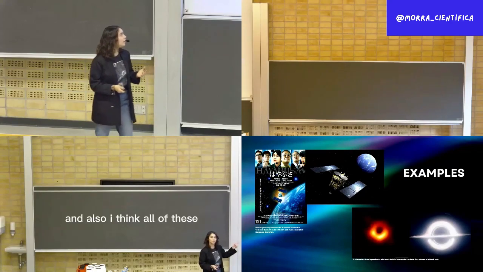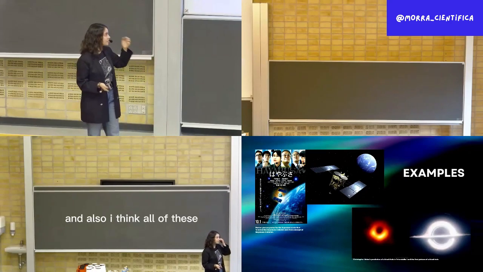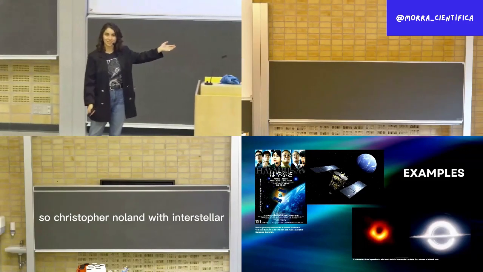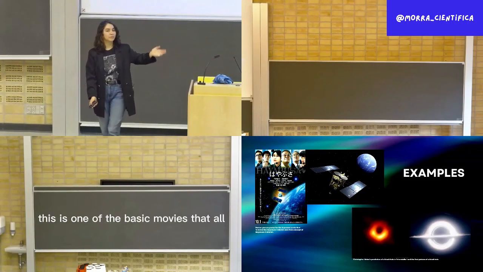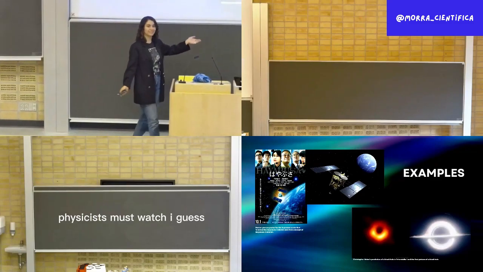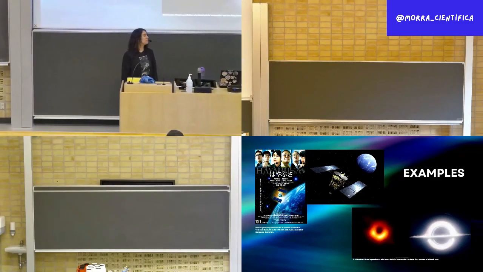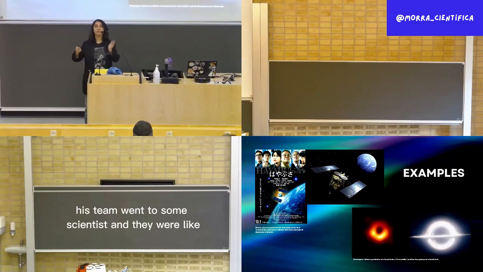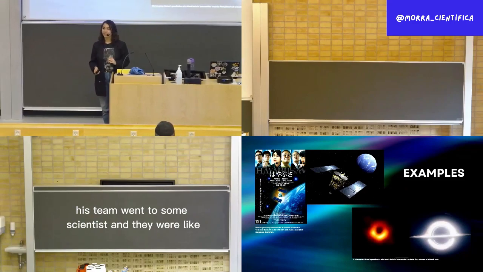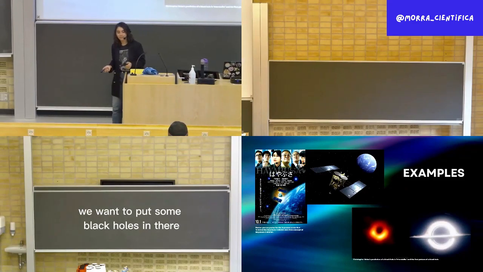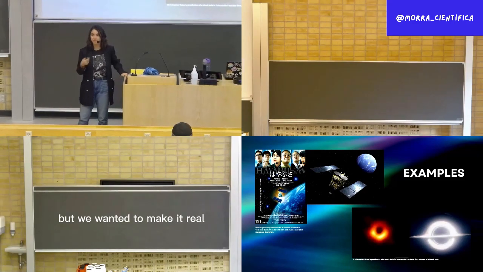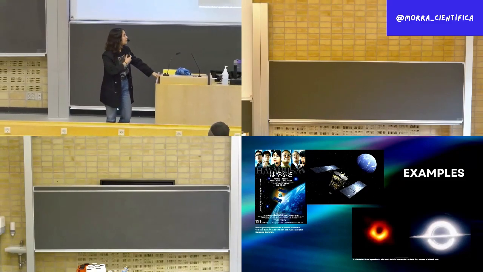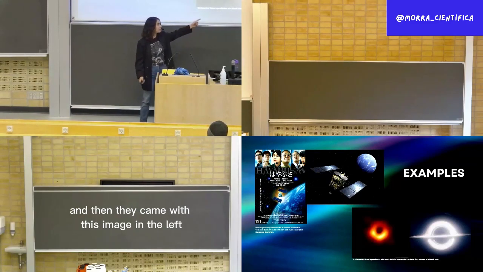And also, I think all of this, you might know it. So Christopher Nolan with Interstellar, that is one of the basic movies that all physicists must watch, I guess. Christopher Nolan's team went to some scientists, and they were like, we want to put some black holes in there, but we want to make it real. And then they created these simulations and they came with this image on the left.